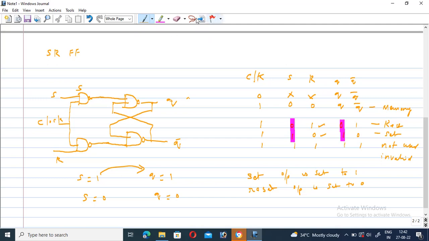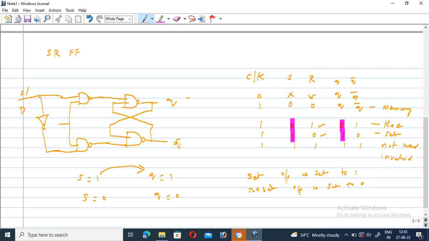Simply, let us see: I have to make a small modification. Instead of S, I will draw the D flip-flop circuit diagram. You just connect the S value directly as the input, and the input for the next one is its complement. So if you connect S, or rather D, this is the D flip-flop circuit diagram.